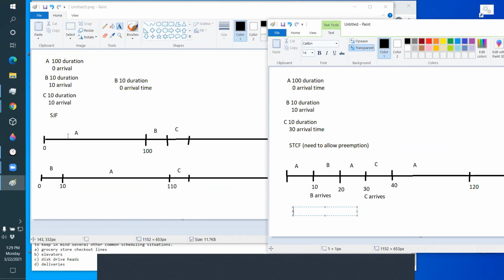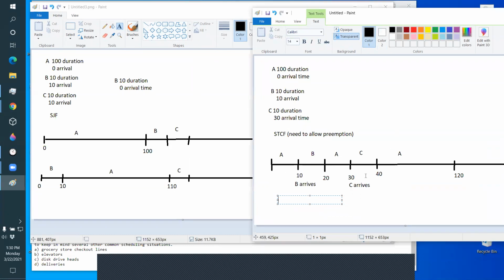If you think about this one, B and C get these really long response times because B arrived at time 10 and had to wait 90 seconds, and C arrived at time 10 and had to wait 110 seconds. So they had a really long time that they had to wait. So their turnaround times are pretty bad. The average turnaround time here is just a little bit more than 100.